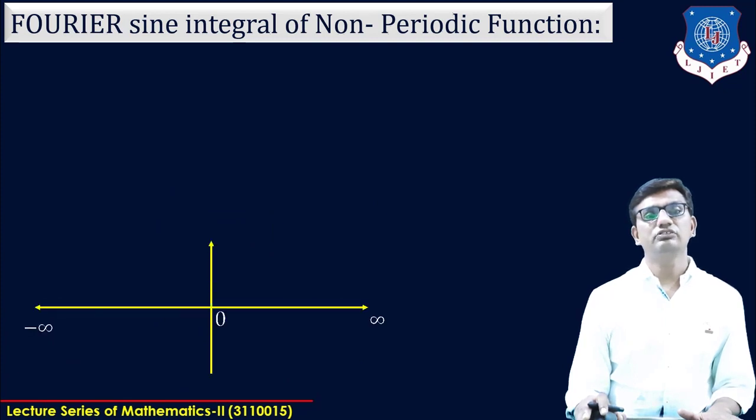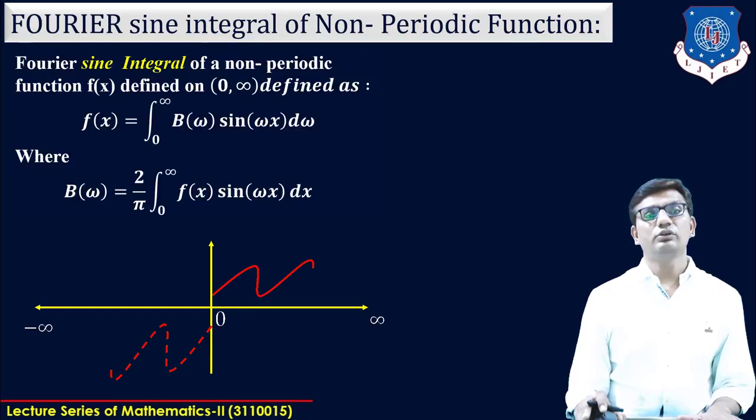If our function is defined on the positive region, that means it is defined for x greater than 0, then we define our function on the negative side, that means for x less than 0, such that the whole function will be an odd function. Then our Fourier sine integral is given like this: Fourier sine integral of a non-periodic function defined on 0 to infinity is f(x) equal to integration 0 to infinity b(omega) sin omega x d omega, where b(omega) is 2 by pi integration 0 to infinity f(x) sin omega x dx.